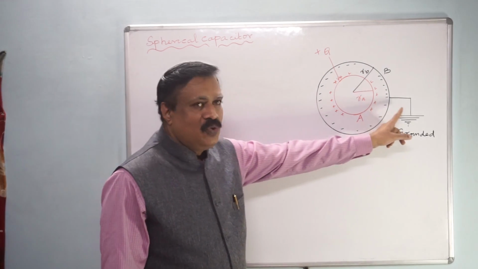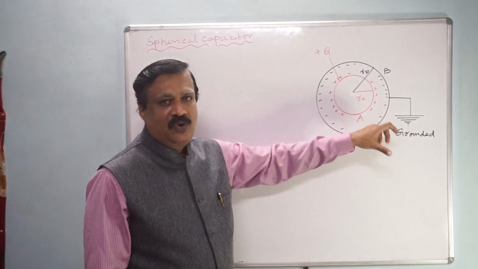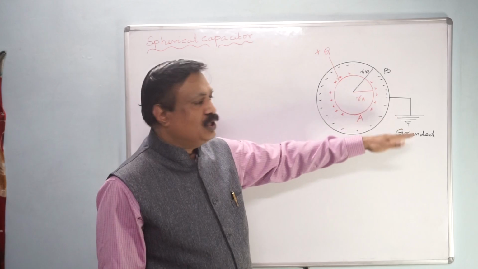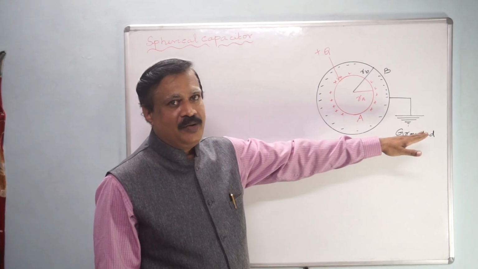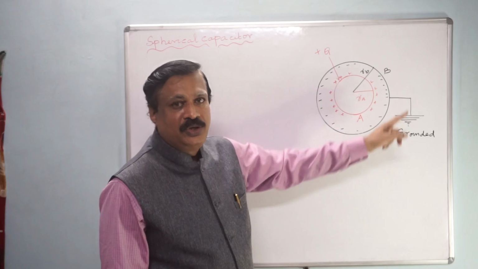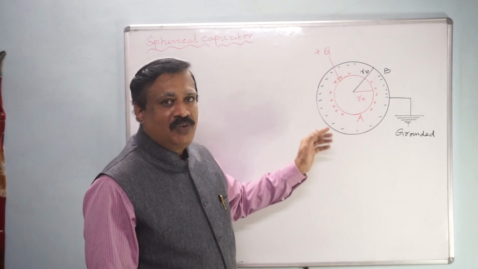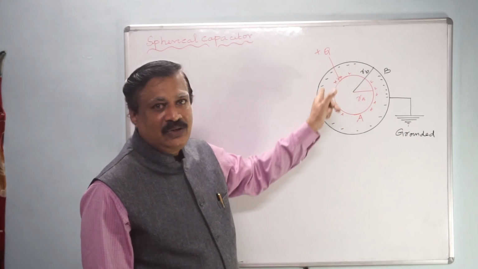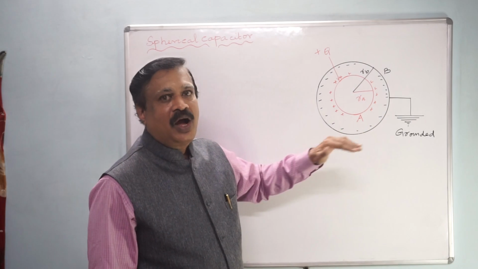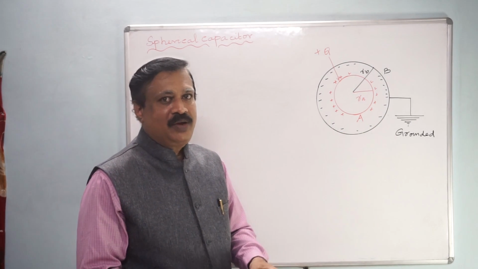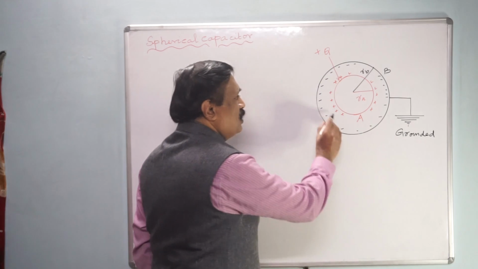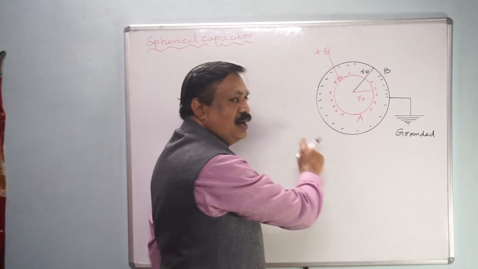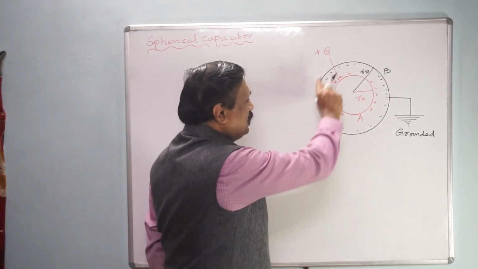We are grounding the outer sphere. What is meant by grounding? Grounding means we are just connecting it to the ground or negative terminal. That means the positive charge induced at the outside will go to the ground. Therefore, only negative charges are inside the outer sphere. Understand? This is the inner sphere, with positive charges outside, and in the big sphere, negative charges are inside.